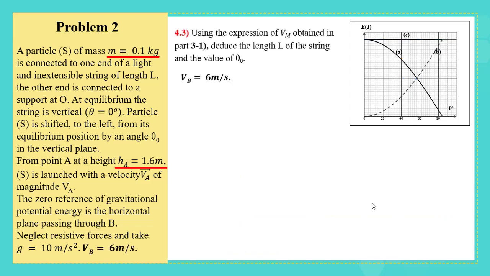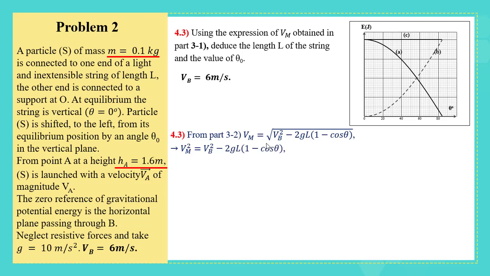Using the expression of V maximum obtained in part 3.1, deduce the length L of the string and the value of theta 0. Remember, VB equals 6 meters per second. From part 3, Vm equals the radical of VB squared minus 2GL into 1 minus cosine theta. VB is given. It's 6 meters per second. What about point M? Point M is a point at any instance. We can replace it by any position other than B. But we have just known that at kinetic energy equals potential energy, theta is approximately 57 degrees.